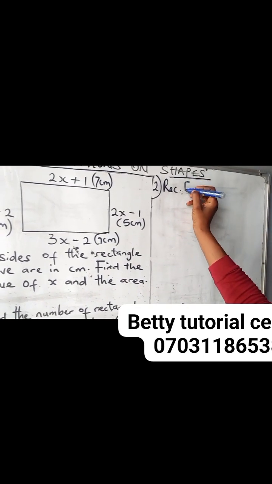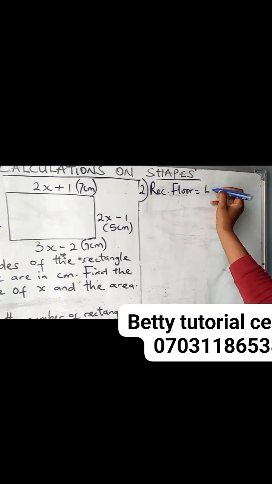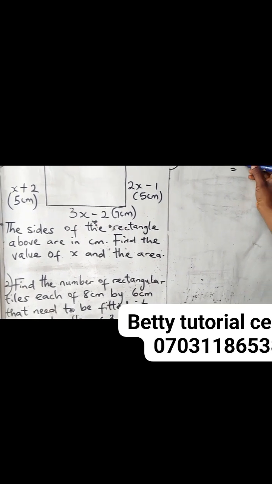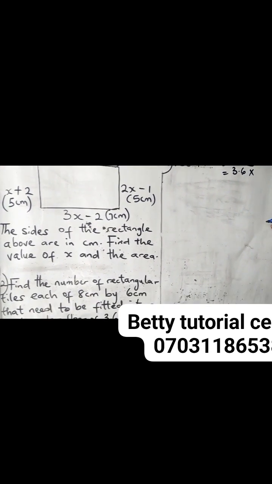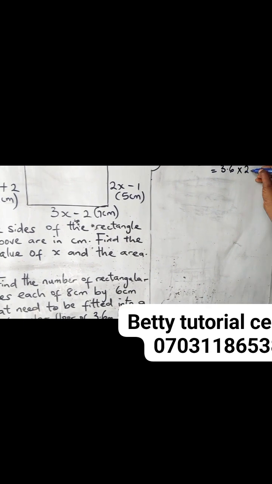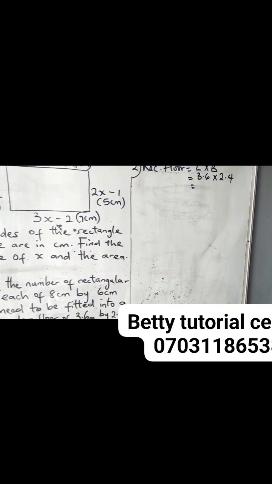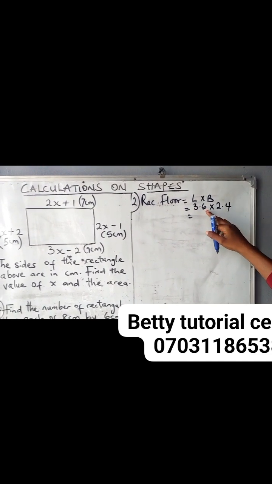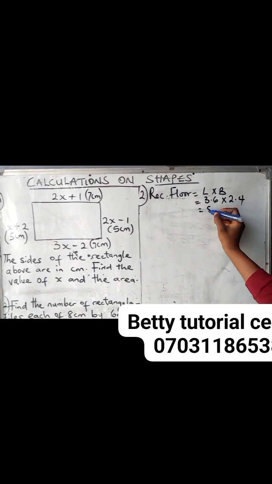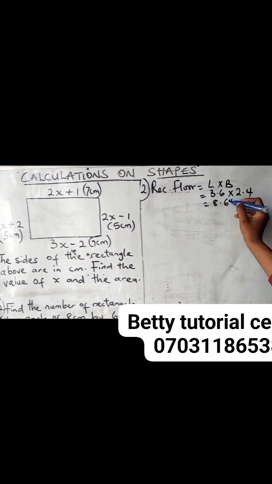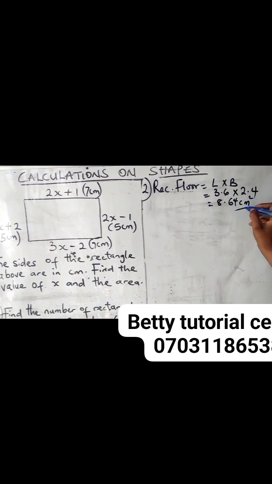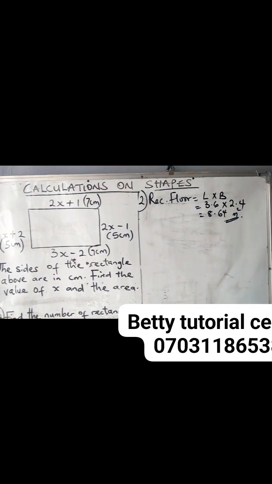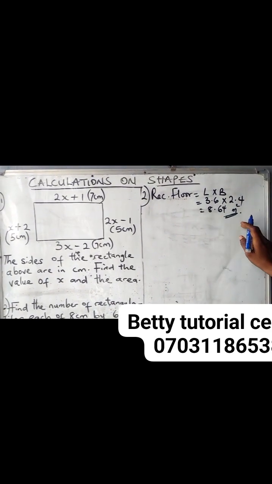So rectangular floor is equal to length times breadth, and our length here is 3.6 multiplied by our breadth here, 2.4. 3.6 multiplied by 2.4, so we have 8.64 meter square. That's the area of the rectangular floor.